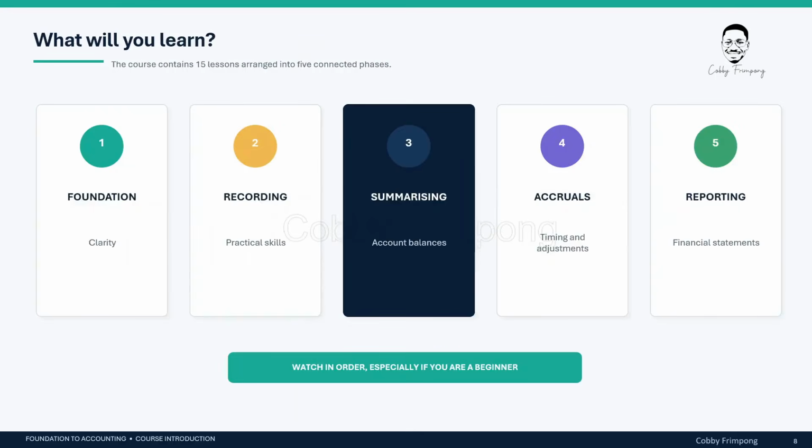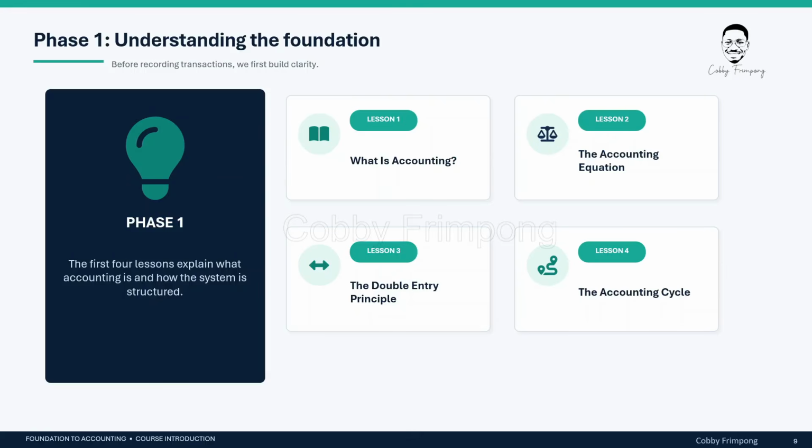What will you learn? The course contains 15 lessons. Each lesson builds on the previous one, so I strongly recommend watching the lessons in order, especially if you are a beginner. The journey is organized into 5 phases: understanding the foundation, recording transactions, summarizing accounting information, accruals and adjustments, and financial statements.